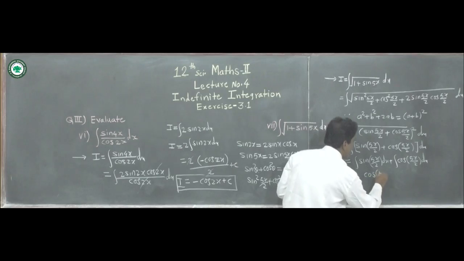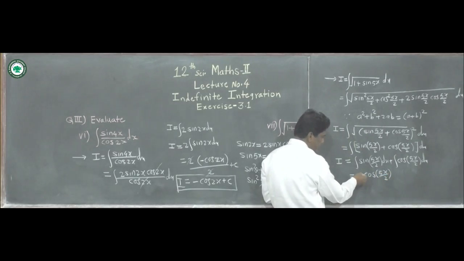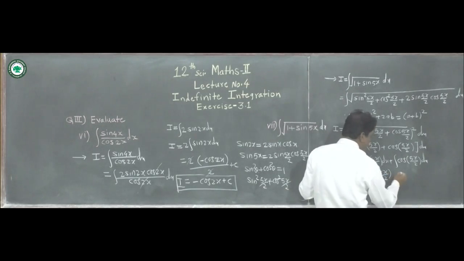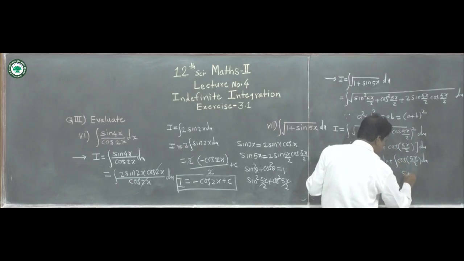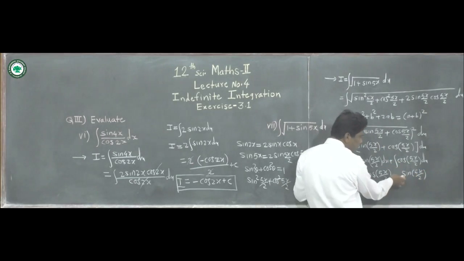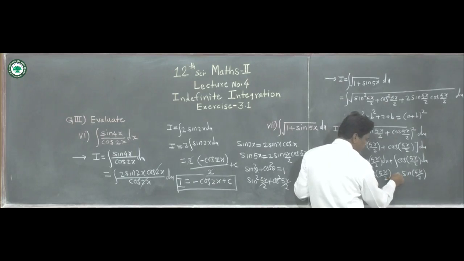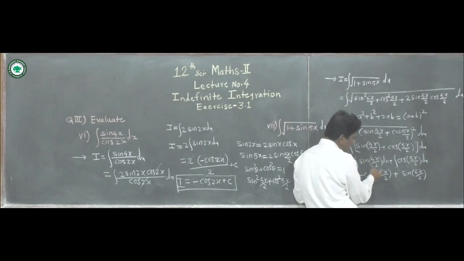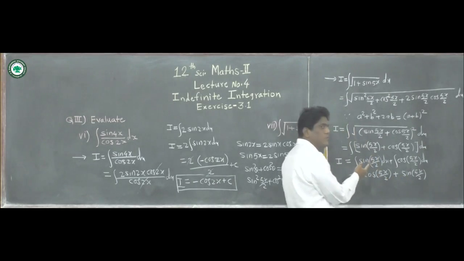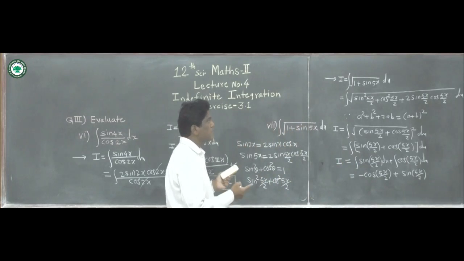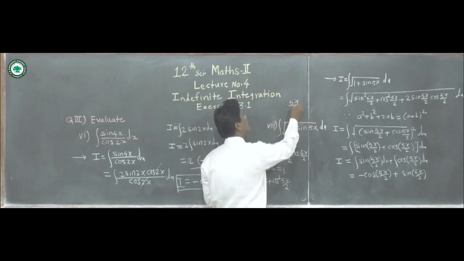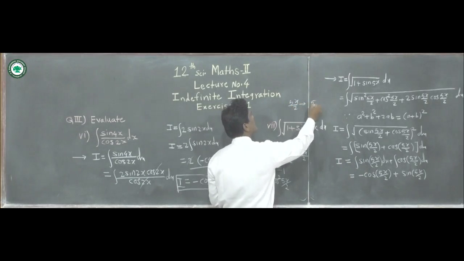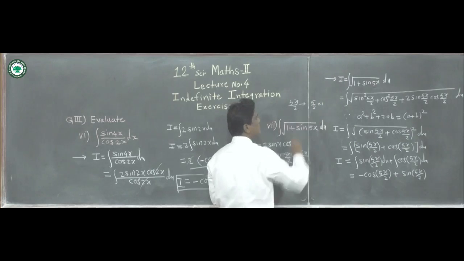The integration of sin is cos, so cos of πx upon 2, but the answer starts with c, so take the minus sign. Now the integration of cos is sin of πx upon 2, but the answer starts with s, so we take the plus sign. Now observe that the integration of sin x is cos x, but in place of x there is πx upon 2. So take the derivative of πx upon 2. What is the derivative of πx upon 2? This π by 2 is constant and the derivative of x is 1, so it is equal to π by 2.